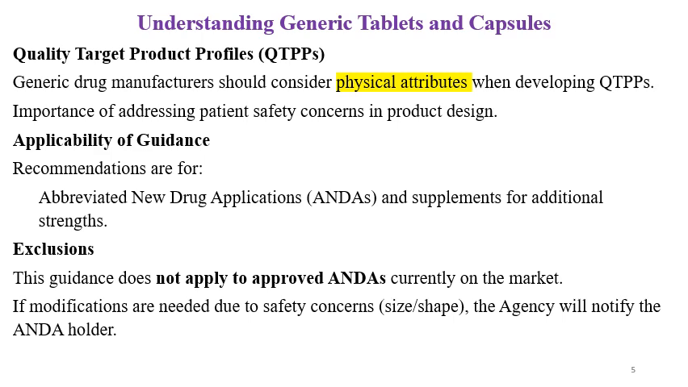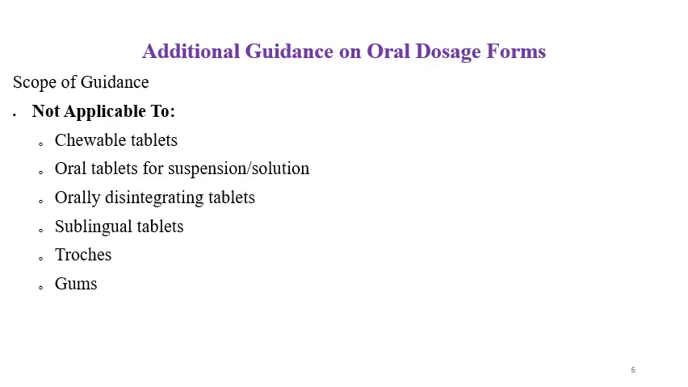Applicability of the guidance. This guidance is applicable for ANDAs and supplements for additional strengths. And exclusions. This guideline by the US FDA does not apply to approved ANDAs which are already in the market. And if any modifications are needed, considering the safety concerns, size and shape, the agency will notify the ANDA holder.